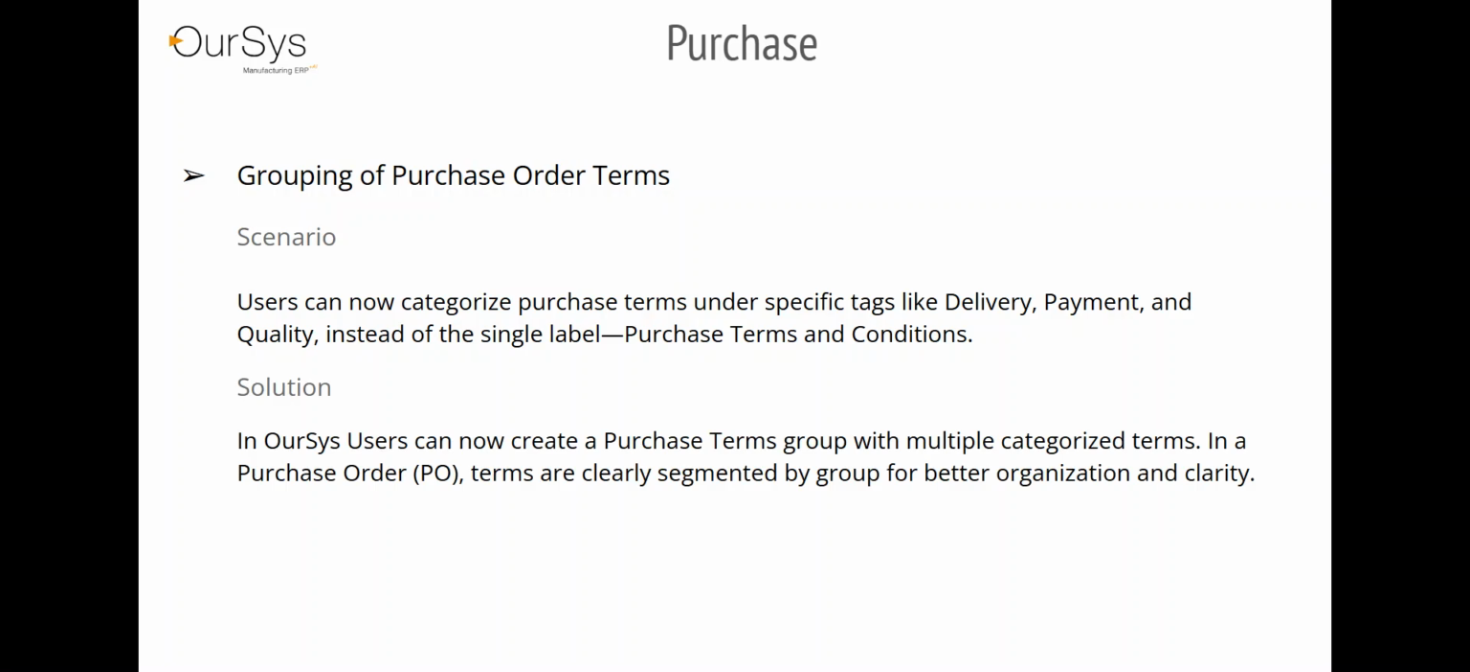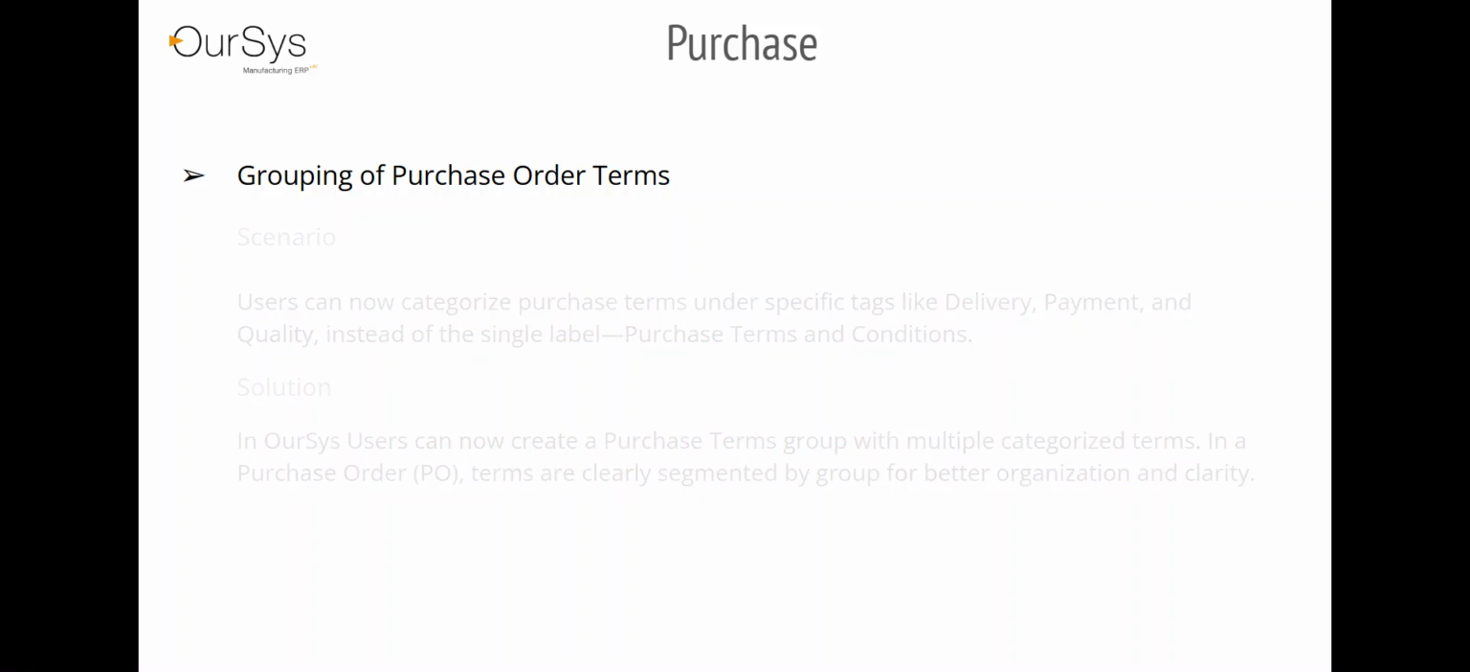So in this version, users can now create groups of these purchase terms with different terms placed under each group. This will help users make the terms in the purchase order more organized and clear to understand by clearly separating them into their specific categories. So let us understand with the help of the images.